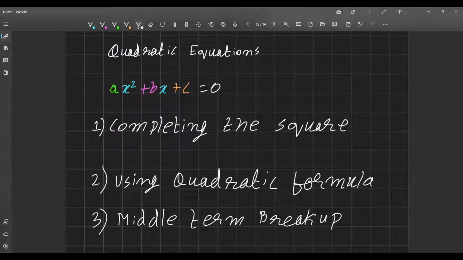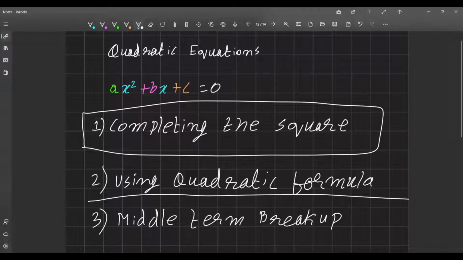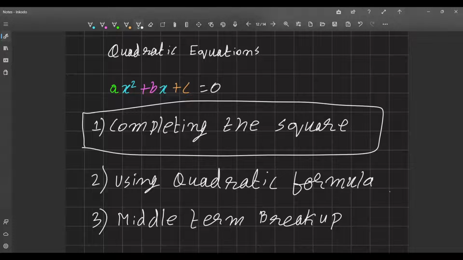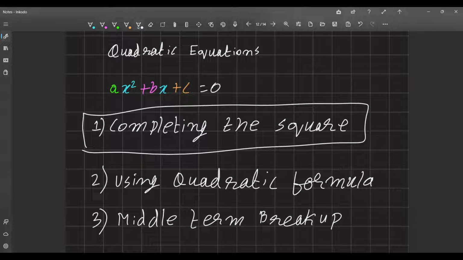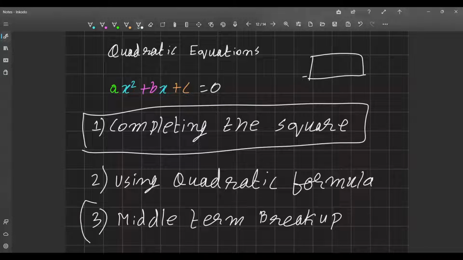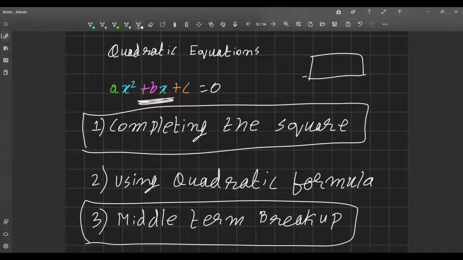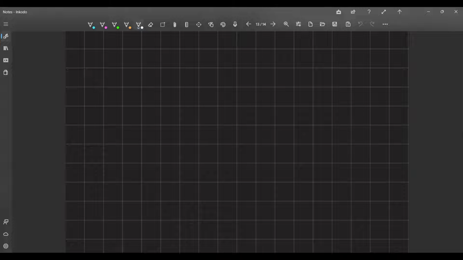Now, in this video, I'll be covering the completing the square method, and in the videos to come, I'll cover using the quadratic formula and middle term breakup as well. First of all, all of these methods are quite literal. In completing the square, we complete the square to solve the quadratic equation. In the quadratic formula method, we are just using the quadratic formula that we will derive, and in middle term breakup, we break up the middle term right here to solve the quadratic equation. Okay, so let's jump right into the completing the square method.